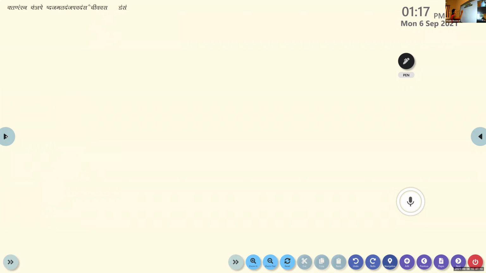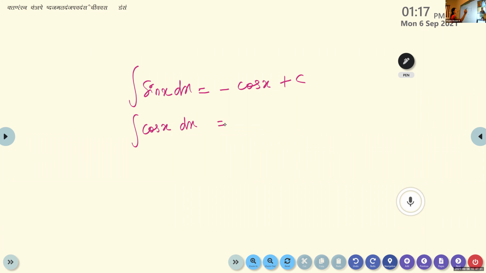Okay, so now listen, children. What is integral of sin x dx? Yes, it is minus cos x plus c. These are all the 6 formulas you have to learn thoroughly. What is integral of cos x dx? It is sin x plus c, isn't it?